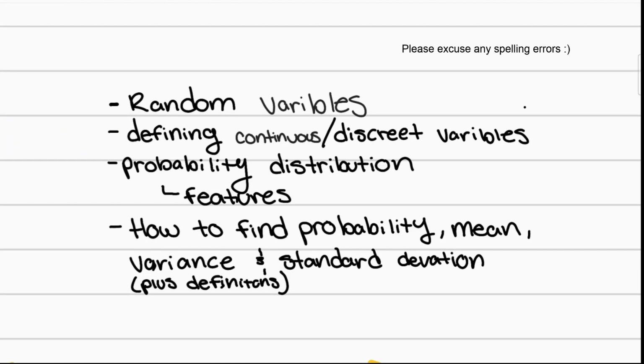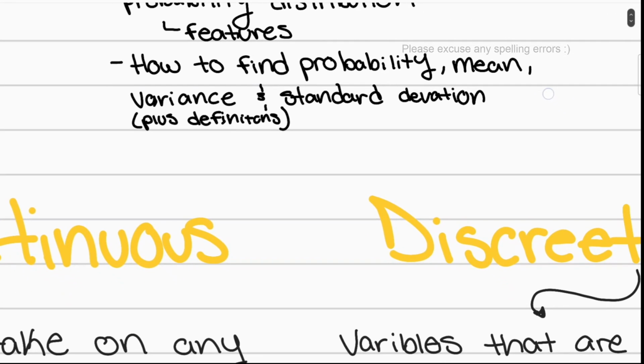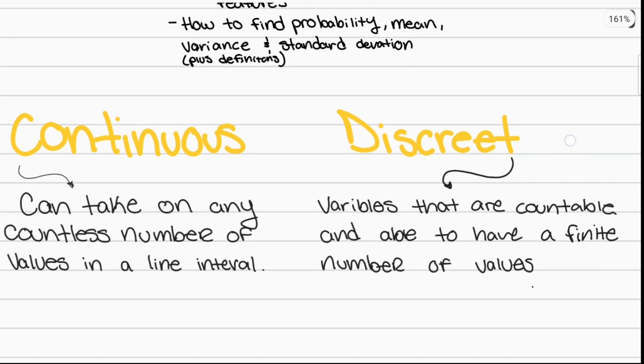Hello, so in this tutorial, we'll be covering random variables. We'll be defining continuous and discrete variables, talking about probability distribution and its features, how to find probability, mean, variance, and standard deviation, plus the definitions. So let's get started.